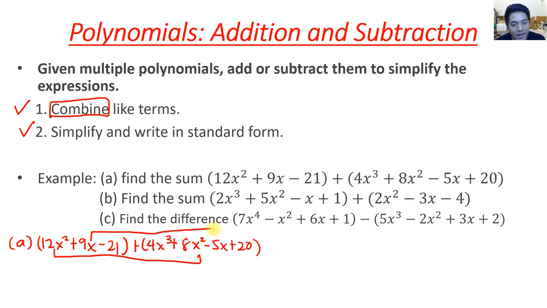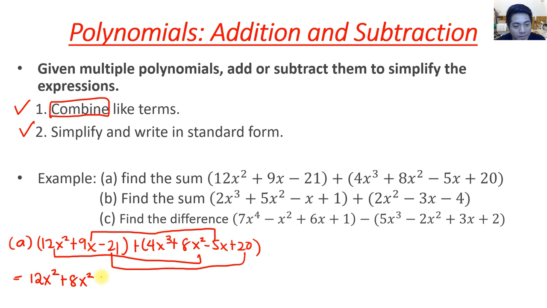9x with minus 5x. And the negative 21 and 20, because they are both constants. So in other words, I can add them. You have 12x squared here plus 8x squared. You try to find another x squared in the polynomial. So there's none. So you now move on to x.